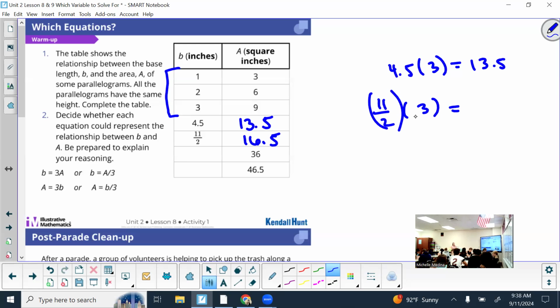Let's just multiply straight across. What's 11 times 3? 33. What is 2 times 1? And what is 33 divided by 2? 16.5 is how we're getting that. So if you just left it as 33 over 2, great, that is a simplified fraction. But let's keep it consistent with the decimal. Yes? 11 divided by 2 times 3? Yes. But 11 divided by 2 times 3 will give you the same.